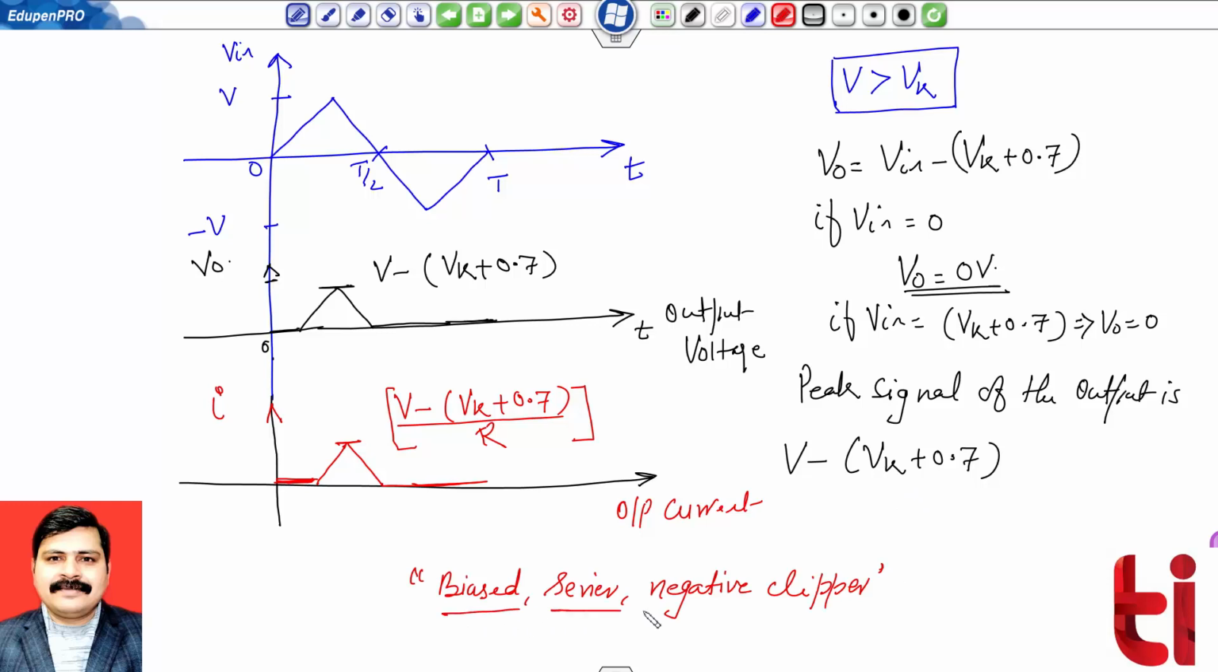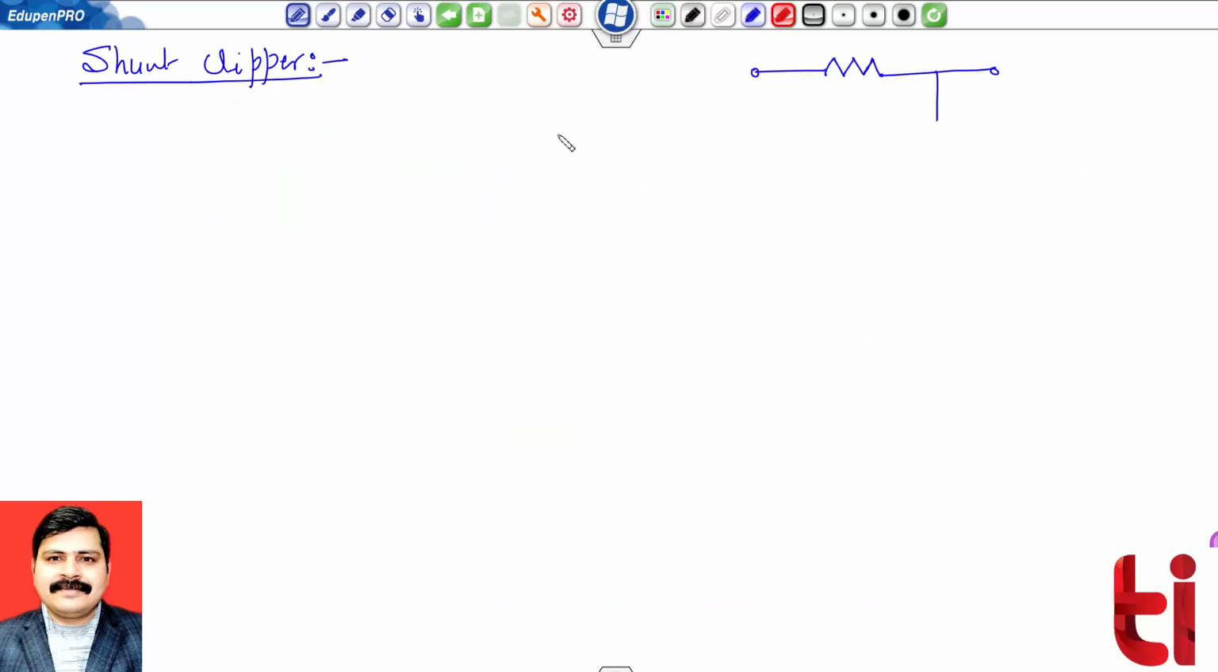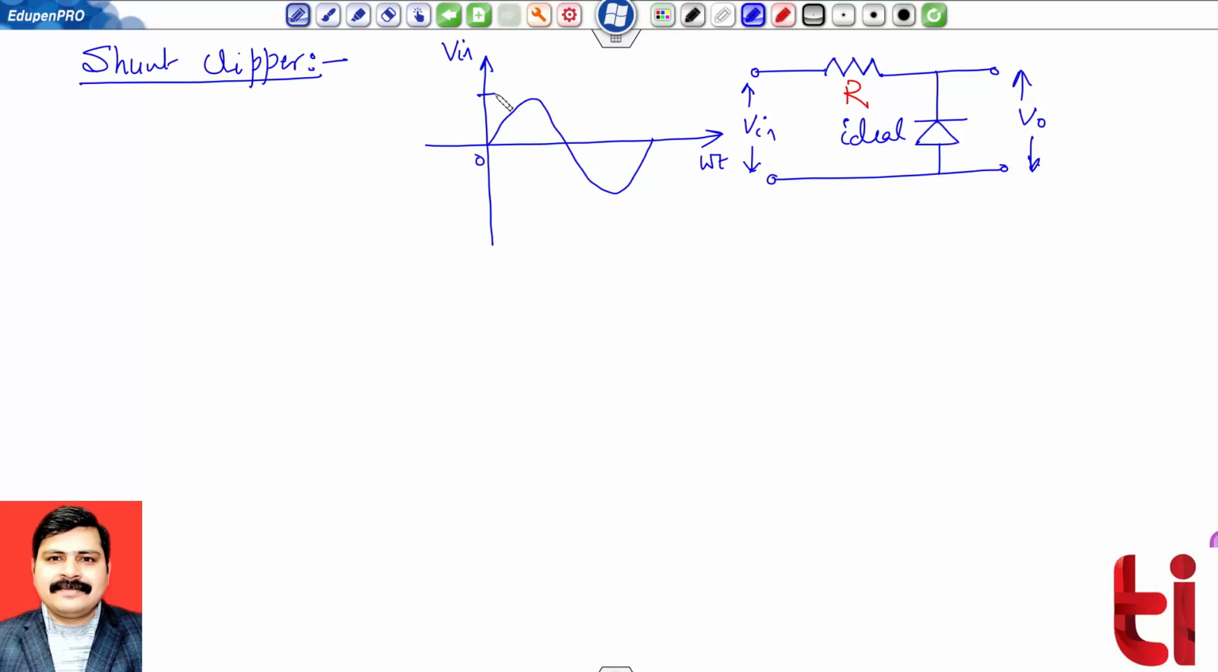Biased series negative clipper. Okay, now let me discuss the shunt clipper. So in the shunt clipper, resistance R is connected, and I have to find the output voltage across the diode. So over here, I am interested in finding the output voltage across the diode. I am assuming that the diode is ideal, and suppose my input signal applied over here is a sinusoidal wave. So this is my V in, 0. Suppose this is my V, minus V, pi and 2 pi.